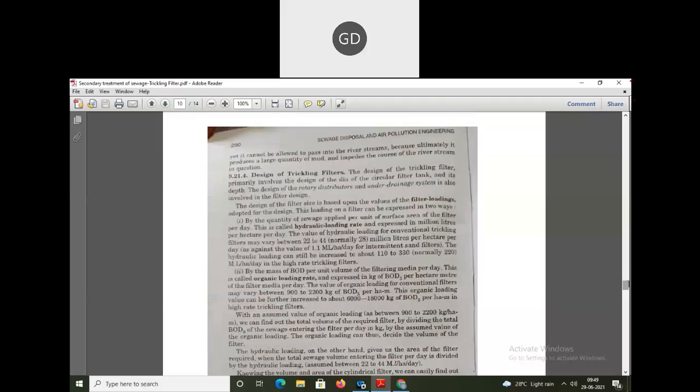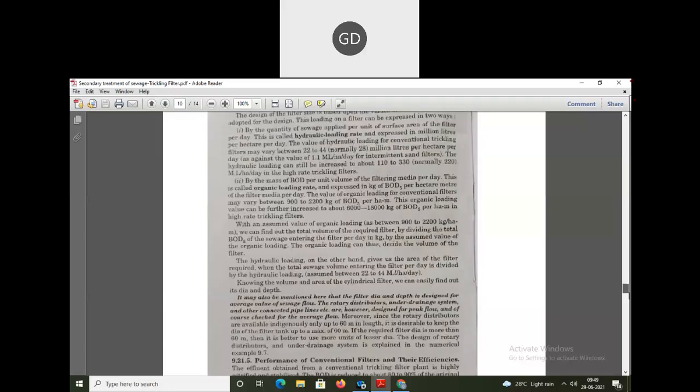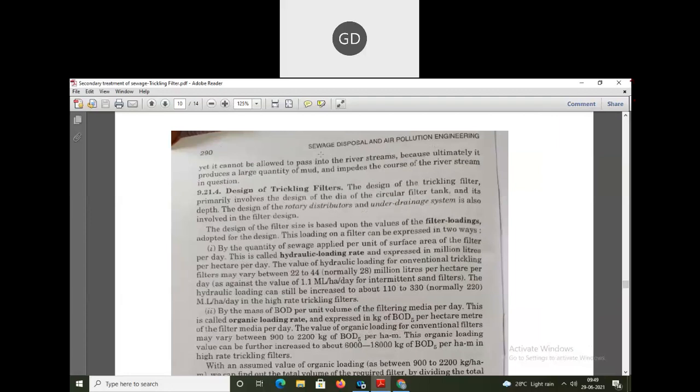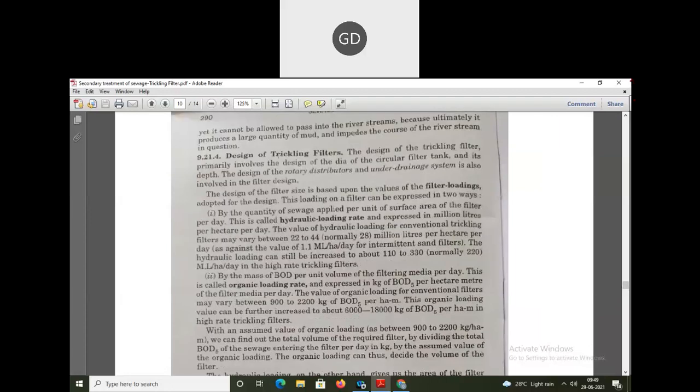Then coming to the design of trickling filters. For designing purposes, if some numericals are there, we have to know some values for the design of these trickling filters. When you design a trickling filter, you first have to know the diameter of the filter tank and also its depth. You have to design the rotary distributors also and the underdrainage system also.